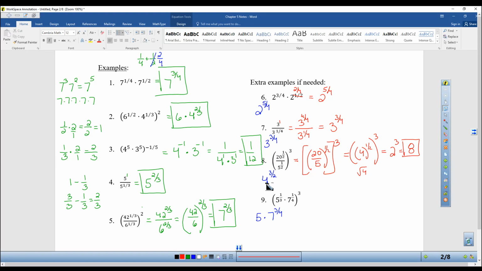Now, could you have left it 4 to the 3/2? Absolutely. If you didn't see that it simplified further, in this exercise you're probably just focusing on the radicals, but this one happened to simplify further.